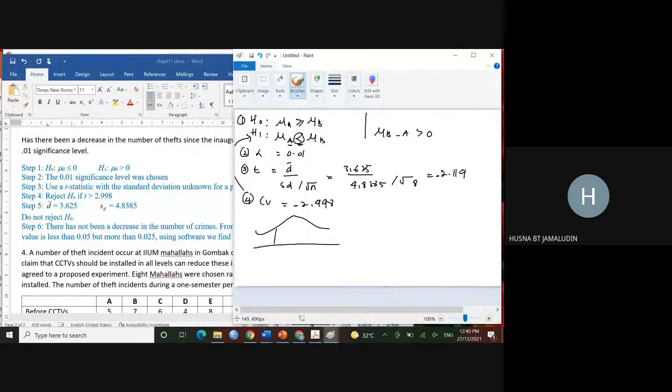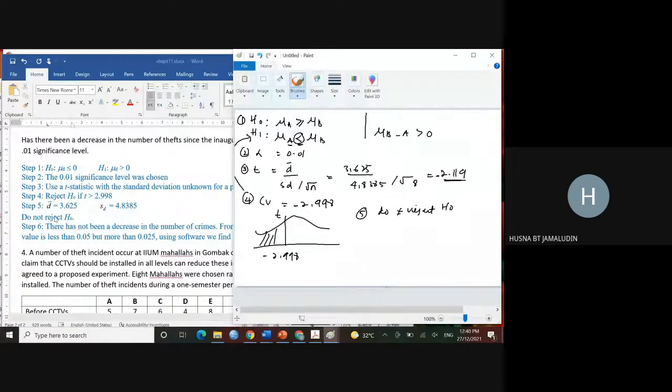Let's assume that negative 2.998 is here. Where is 2.1? 2.1 should be outside. So this is the answer. Number 5, decision: because it is outside, do not reject the H0.